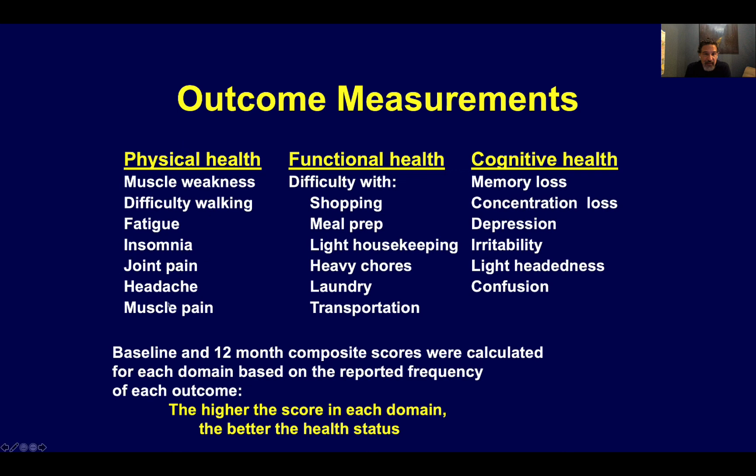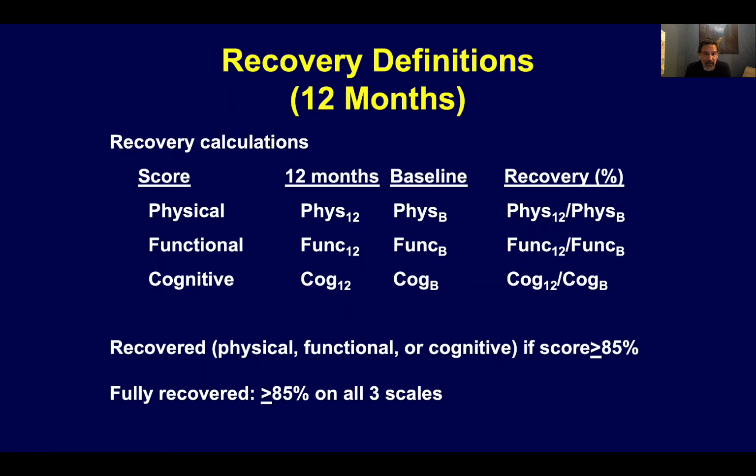These are the different specific components in each of these domains of physical, functional, and cognitive health. And we created scores in each of these domains, basically adding up the number of times that they reported some of these outcomes. And as a measure of their recovery, we looked at the ratio of the 12-month score to the baseline score. So a patient could have had a 12-month physical score that was 40% or 95% of their baseline score, right? And they were considered recovered in a given domain if their 12-month score was 85% or more of their baseline score. And persons were considered fully recovered if their 12-month score was 85% or more on all 3 domains.